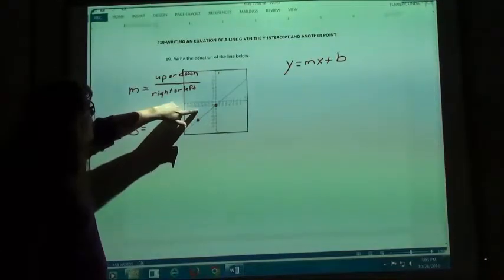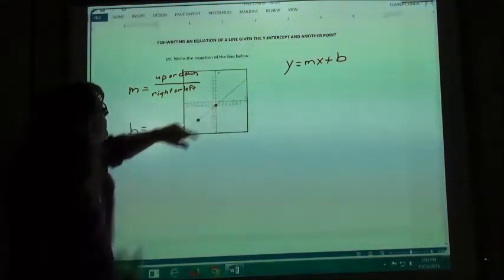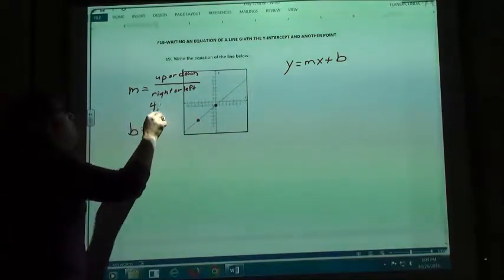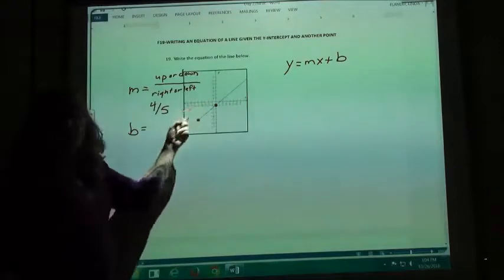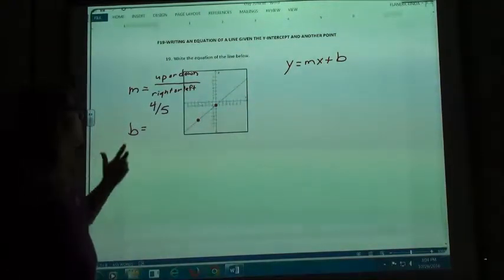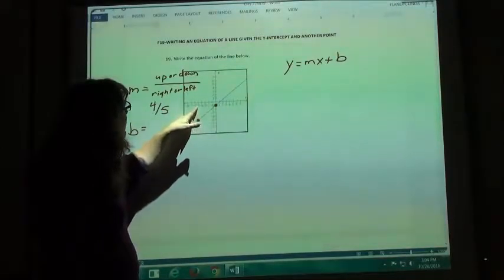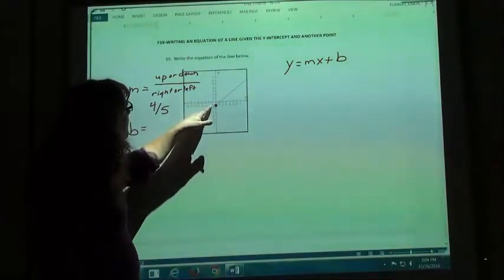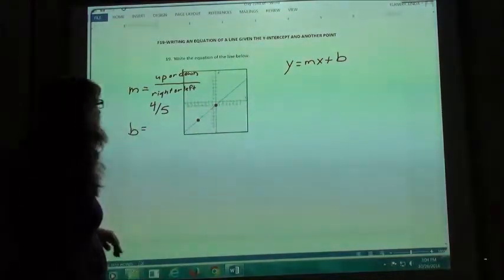1, 2, 3, 4 up, 1, 2, 3, 4, 5 to the right. So 4 over 5 is going to be my slope. If you want to practice using the formula, you could use the formula, but since we have the graph, it's just as easy to count. 1, 2, 3, 4 up, 1, 2, 3, 4, 5 to the right. It's positive because my line is going uphill.